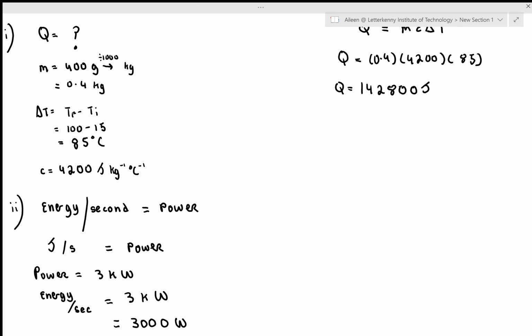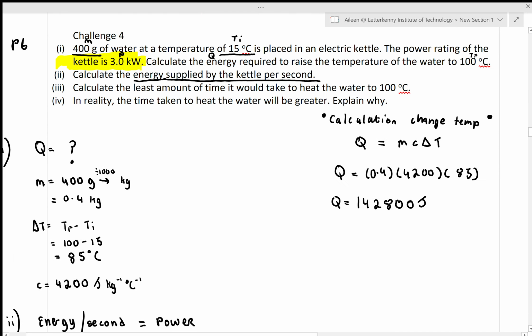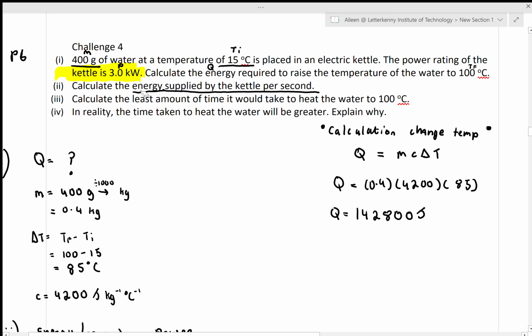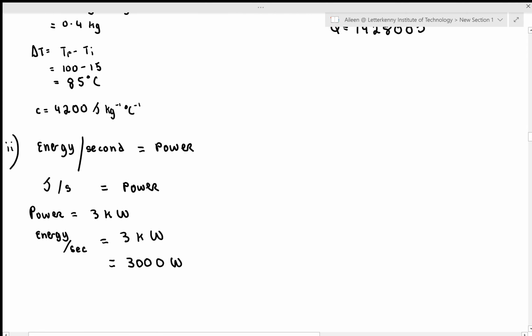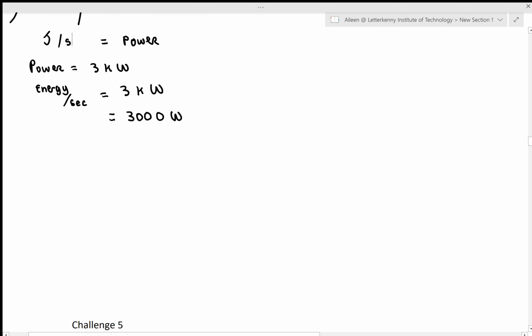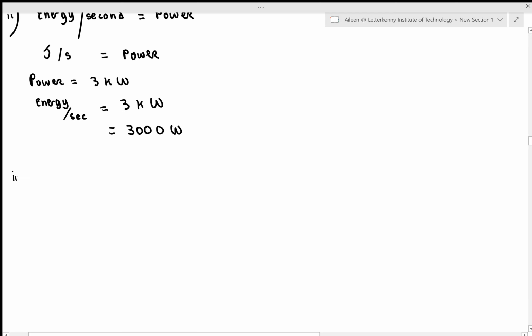Okay, so let's look at part 3. So in part 3, we want the time that it would take to heat the water to 100 degrees. So we want the time in this case. So the time to heat the water to 100 degrees. Okay, so I want the time. Now I know my power is equal to 3,000 watts. And I know the amount of energy required. I found that in part 1.